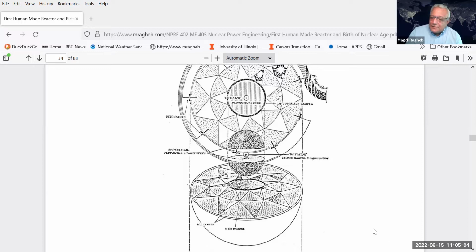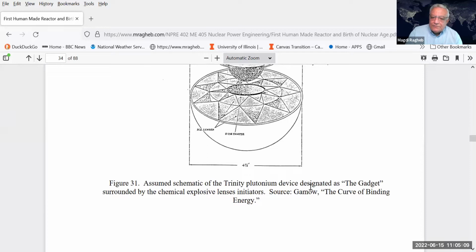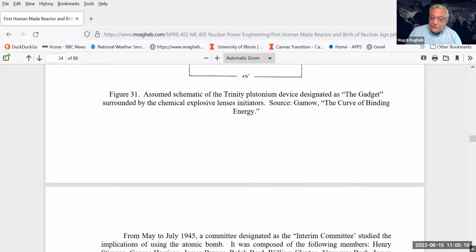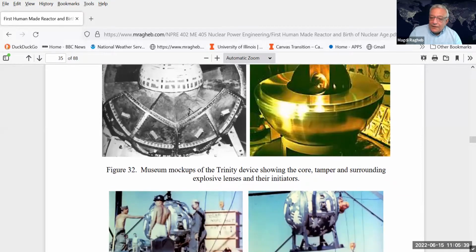So this is a picture from a book, The Curve of Binding Energy, written by Mr. Gamow. I think you can find the book at the undergraduate library and you can read about it. This is a picture from the book. That configuration had to be tested. This is another picture of the initiators and the explosives, and then the plutonium core. That would be the plutonium core itself in the center, and this is the spark plug or the initiator at the center.